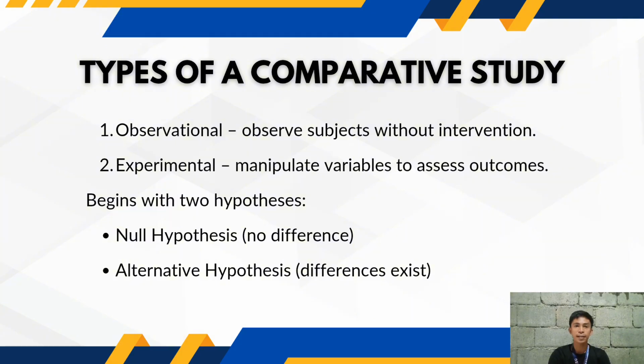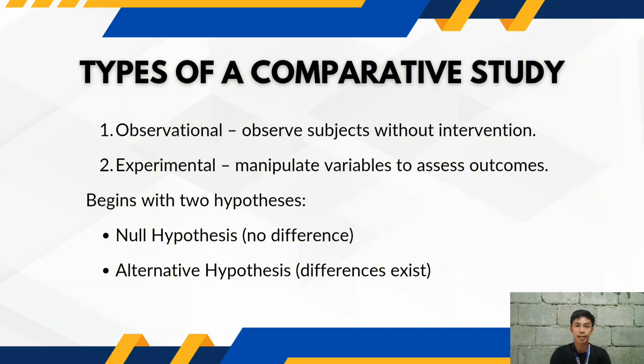A comparative study has two main types. We have observational and experimental. When we say observational, researchers simply observe subjects without making changes or interventions. For example, comparing the study habits of two groups of students. And the second one, we have experimental, wherein researchers manipulate one or more variables to measure their impact. For example, testing the effectiveness of two different teaching methods.